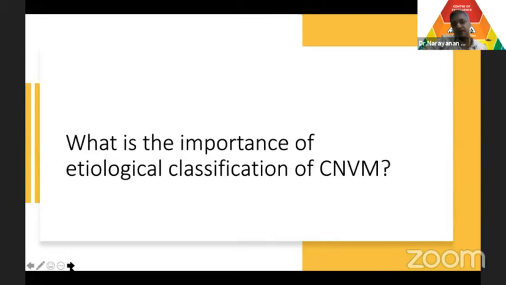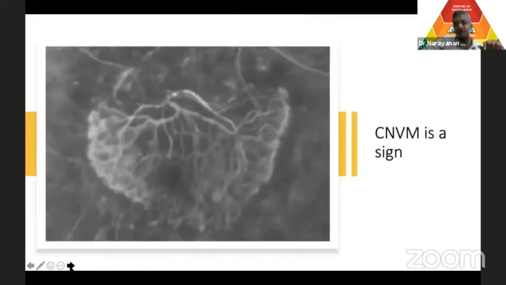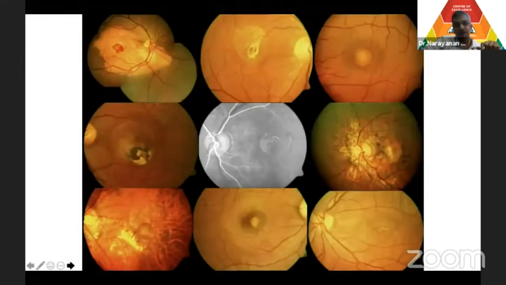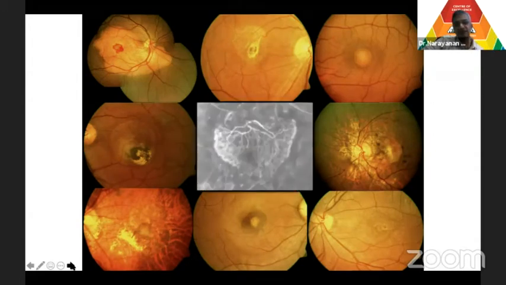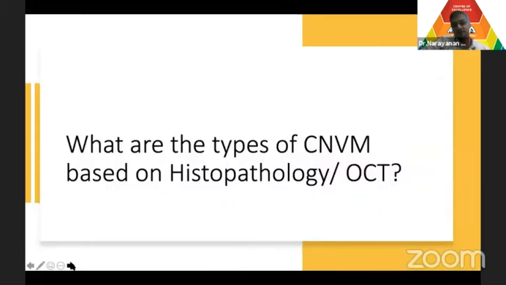In terms of ARMD or other causes of CNVM, it is important to know the cause of the CNVM and the type of the CNVM. CNVM is only a sign, it is not a disease by itself. Many diseases can cause choroidal neovascular membrane: choroidal osteoma, high myopia, obviously macular degeneration is number one. You can have inflammatory causes, angioid streaks, and inherited retinal dystrophies as causes of CNVM. But all of them have different prognosis, different response to treatment.